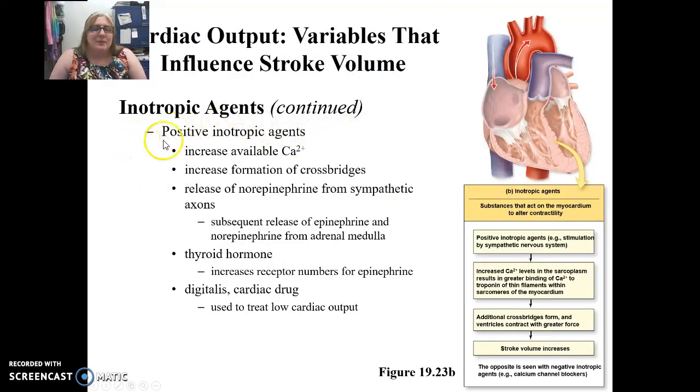Anything that increases calcium is going to be a positive inotropic agent because it's going to allow for more cross bridges to form and so a stronger contraction. Thyroid hormone and digitalis are going to be used to increase the contractility of the heart, increasing the amount of blood we can push out with each stroke volume.